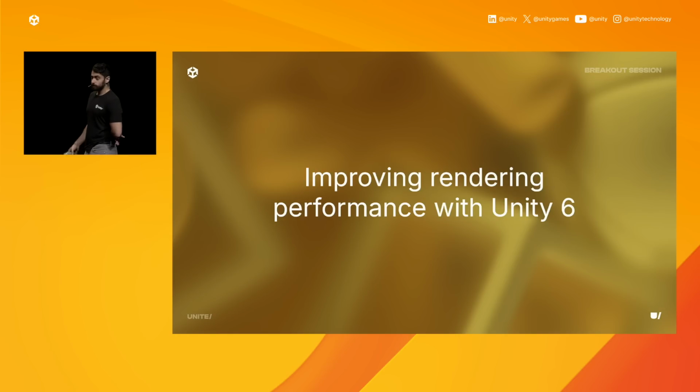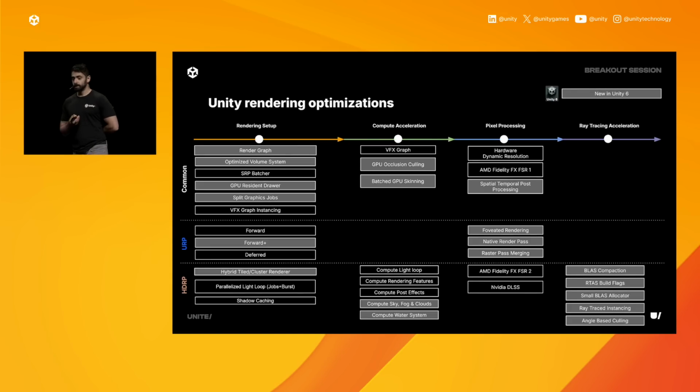And in this session, we'll talk about the latest optimizations to rendering performance in Unity 6. With Unity 6, we introduced a range of optimizations across different parts of the graphics pipeline. From the render loop, compute, pixel processing, ray tracing, different optimizations address different bottlenecks. And to improve our game's performance, we should first understand our bottlenecks.